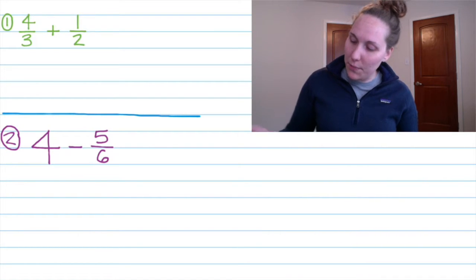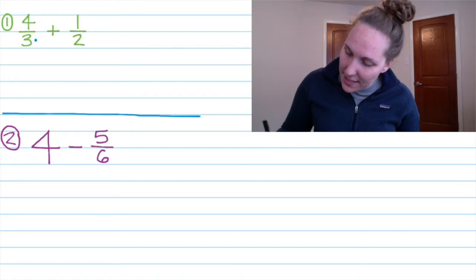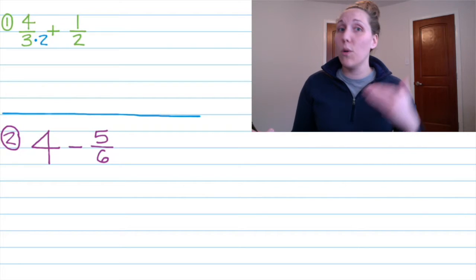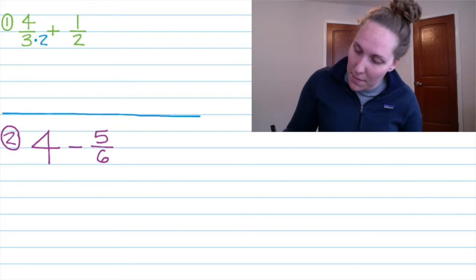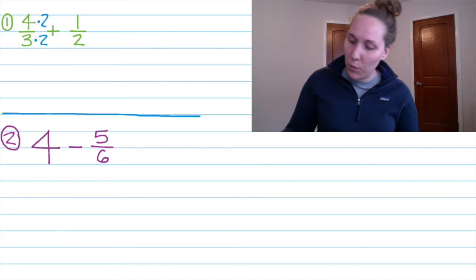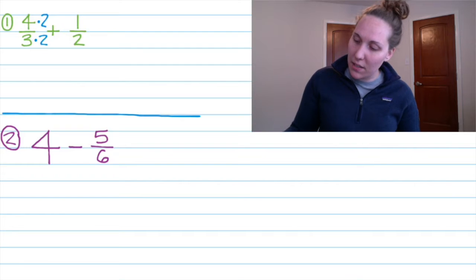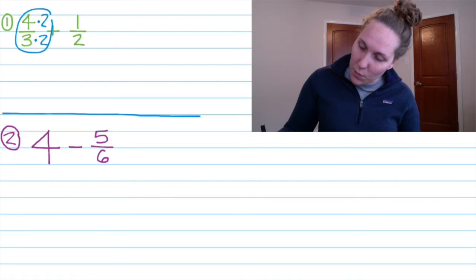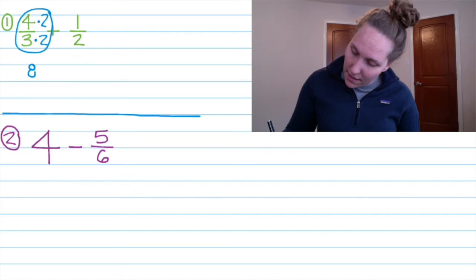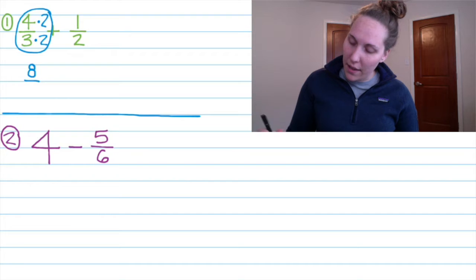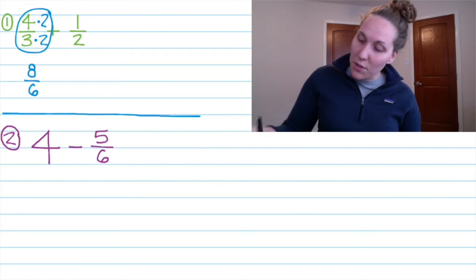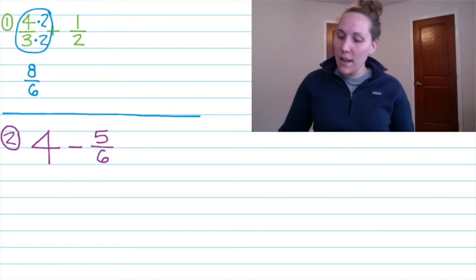So that's what we're going to do. We're going to multiply this denominator 3 by 2, and whatever we do to the bottom, we also have to do to the top. That means we also have to multiply our numerator 4 by 2 as well, and we're going to rewrite that fraction immediately, this whole fraction right here, because we do not want to get confused at all. So 4 times 2 gives us 8 as our new numerator, and 3 times 2 gives us 6 as our new denominator. And then we're going to do the same thing to the right side.